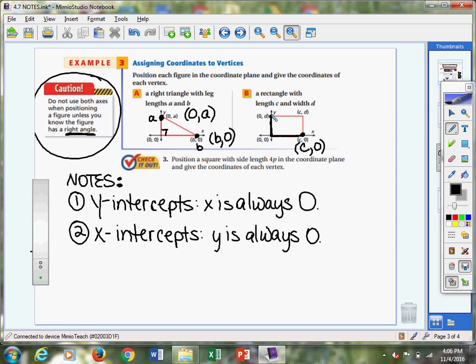This is point D. That's a y-intercept, so I'm not moving on the x at all. So that's 0D. Notice that that's the pattern that we're following. X-intercepts, the y is always 0. Y-intercepts, the x's are always 0. Of course, the origin's simple.